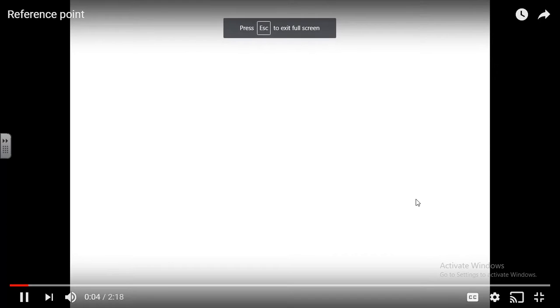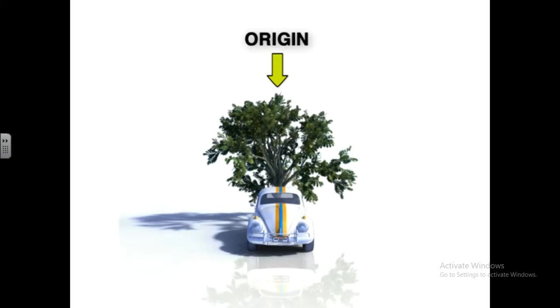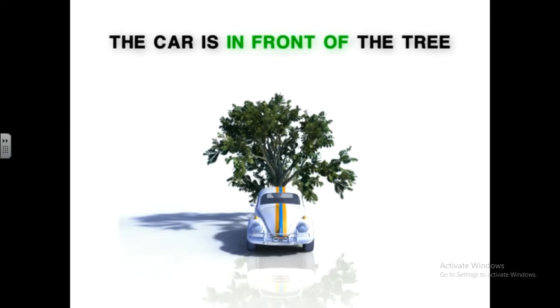In order to describe the position of an object, you need a reference point and a set of reference directions. It is difficult to describe the position of the car because we do not have a reference point. A reference point can be any object. In this case, we will use a tree. Note that the reference point can also be referred to as the origin. The car is in front of the tree. We use the tree as our reference point and in front of as our reference direction to help us describe the position of the car.